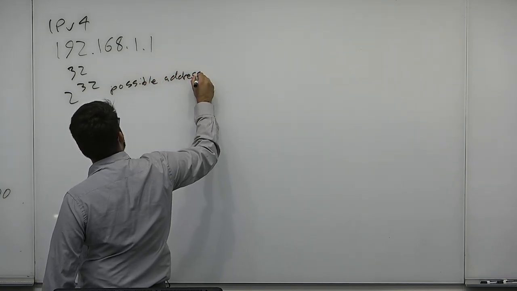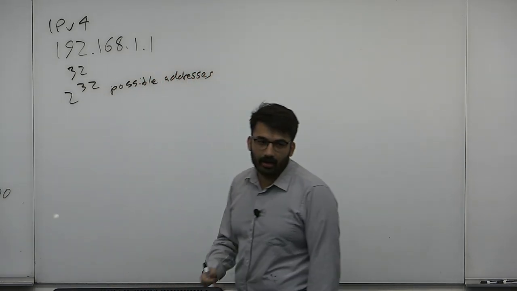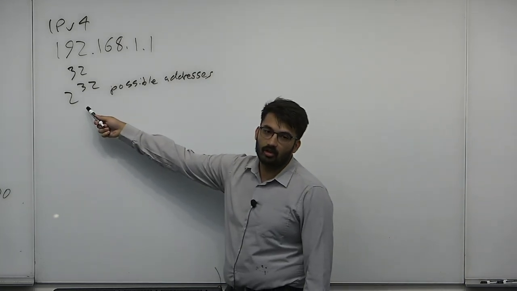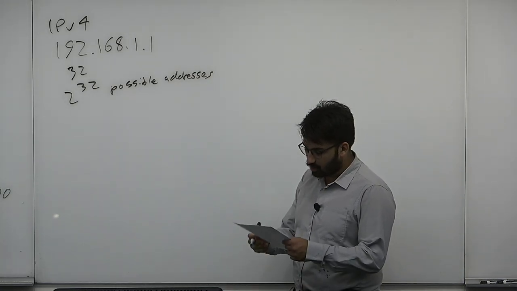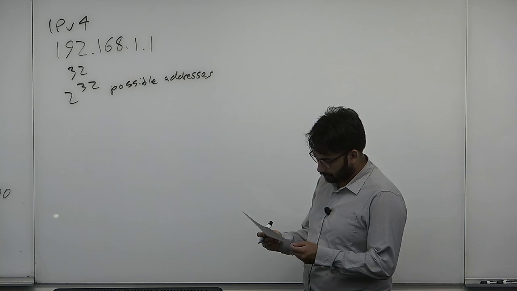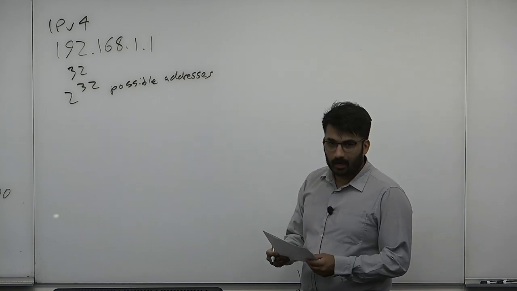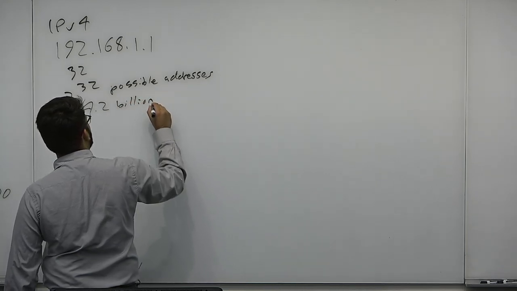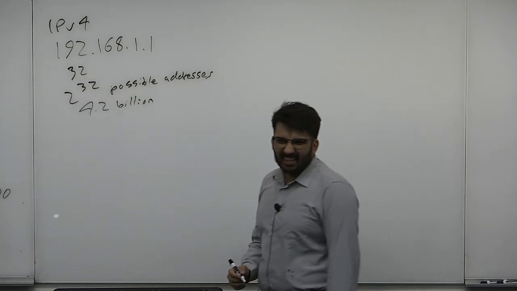By the way, in combinatorics numbers get so big, I'm usually not going to write out the expanded form. It's just too cumbersome. That's three symbols for a really large number. Does anyone know what that number is? I have 4.2 billion. So there's 4.2 billion possible IPv4 addresses, right? That's actually not that many.